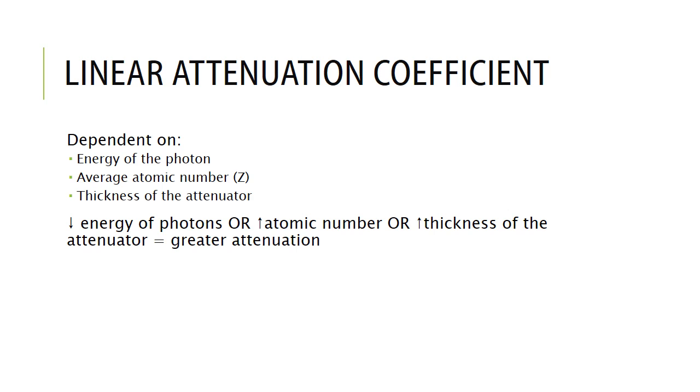The linear attenuation coefficient is greater for dense tissue such as bone than it is for soft tissue. So the density of the attenuator matters, and the attenuation coefficient would be greater. In general, the linear attenuation coefficient depends on the energy of the photons, the average atomic number, the Z number, and the thickness of the attenuator. The lower the energy of the photons, or the greater the average atomic number or thickness of the attenuator, the greater the attenuation.